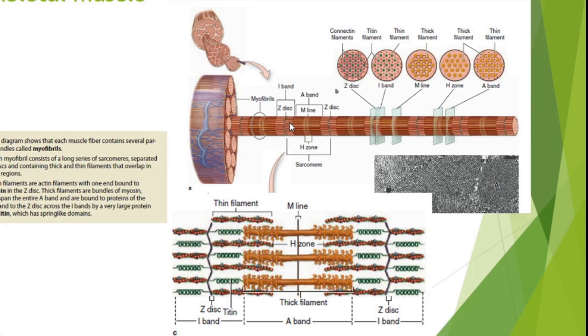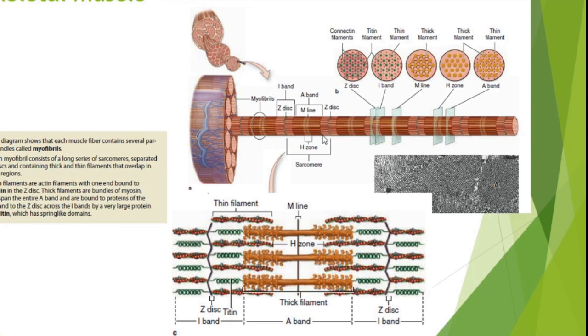Yung ating illustration. Ayan. So, again, kaya sinabi doon, includes an A band, this one, the darker band, and half of the two contiguous I band. One on the other side, and one on this side. Okay?